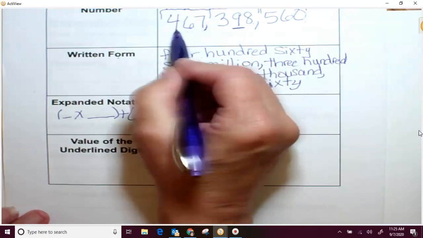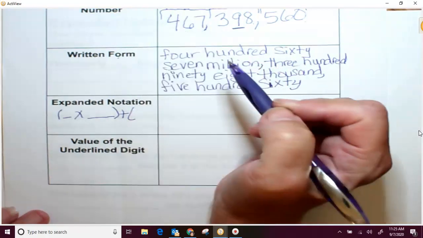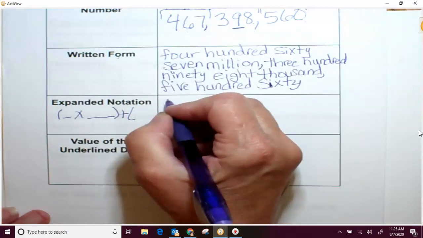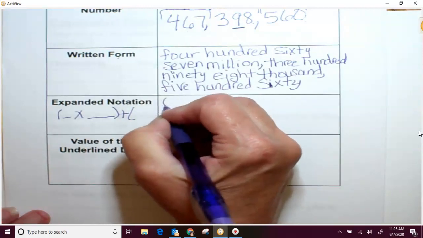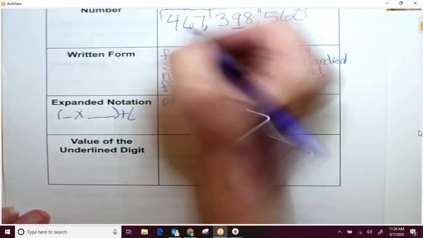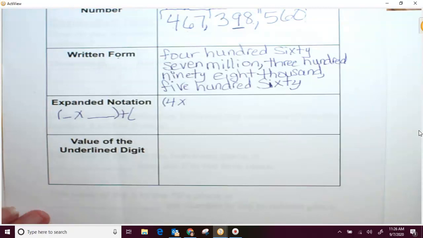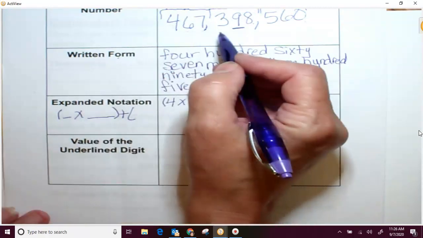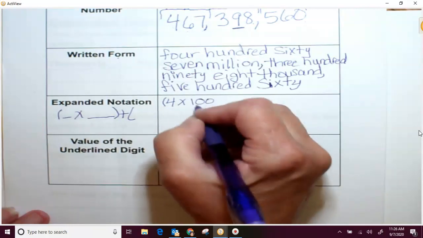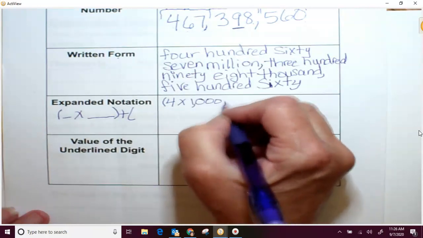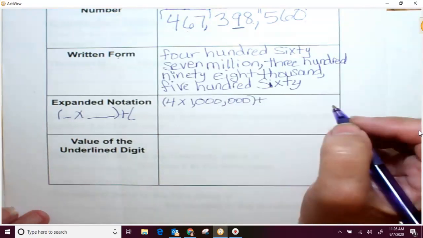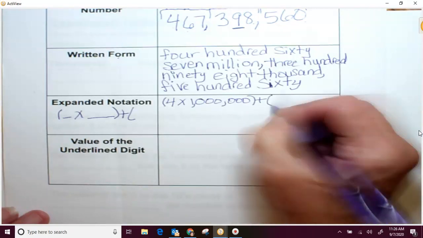Once again, we're going to start with our largest place value. That is 4 in the 100 millions place, so that means it is 400 million. But the way we want to express it is with a parentheses. We're going to write 4 because the digit's 4, and we're going to write the value of the place, the 100 millions column. So we're going to put 100 million, plus.